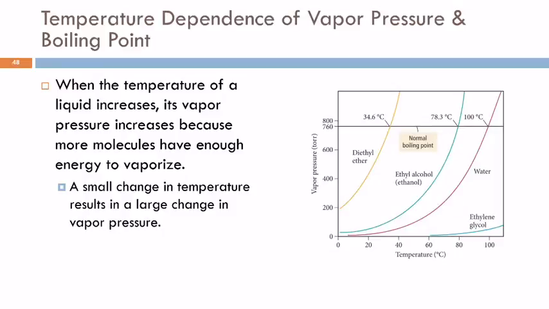We're going to pick up where we left off, talking about the temperature dependence of vapor pressure. This is a graph showing vapor pressure as a function of temperature, and we see that vapor pressure increases as the temperature increases. The boiling point is where the vapor pressure equals atmospheric pressure. And so we see diethyl ether, ethyl alcohol, water. Ethylene glycol's boiling point would be super high.